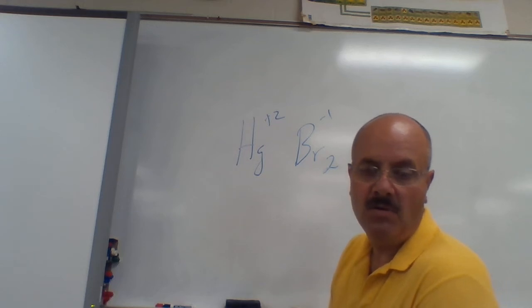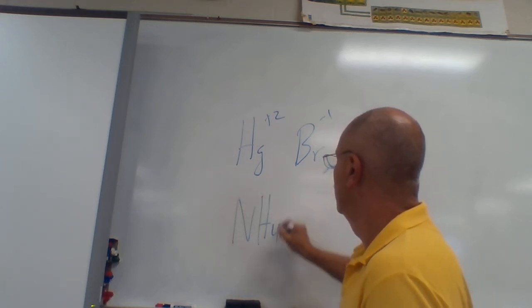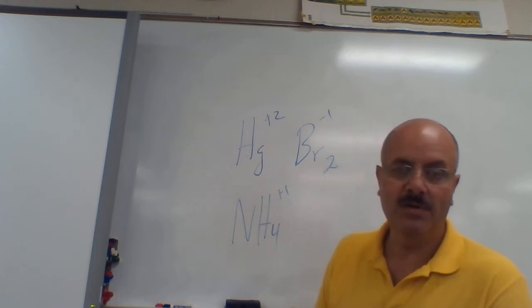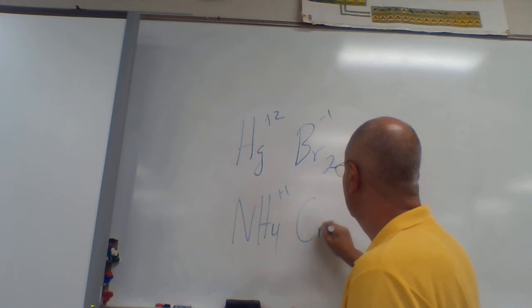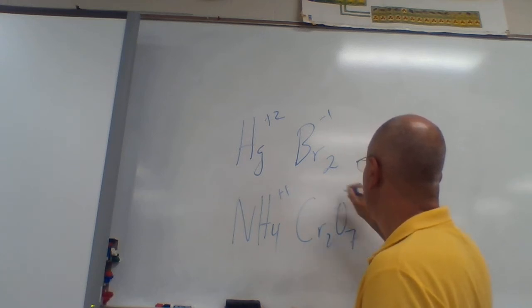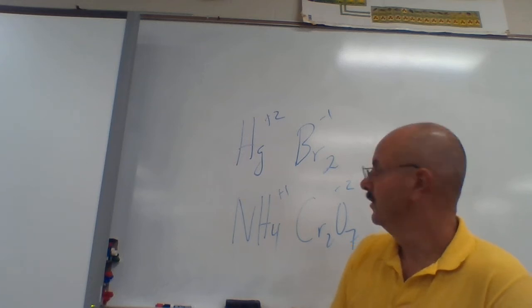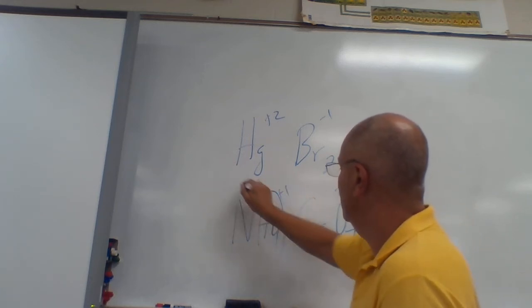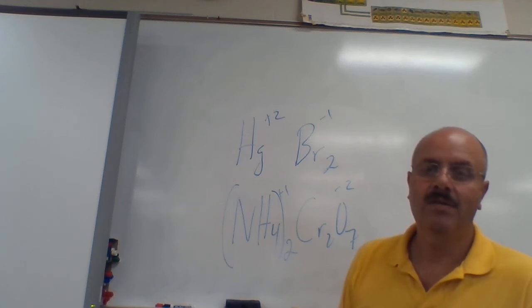All right, last one, this one, ammonium dichromate. Ammonium is NH4, +1. That's from page 147, that polyatomic ion chart. And then we have dichromate, Cr2O7. And that's a -2 from that polyatomic ion chart. Crisscross those charges, so we got to put this guy in parentheses and go 2. So it's (NH4)2Cr2O7.